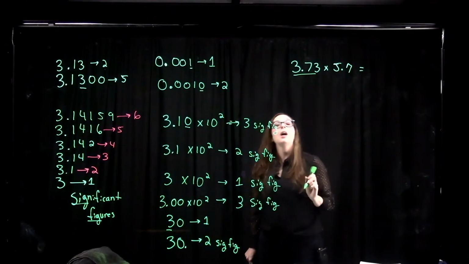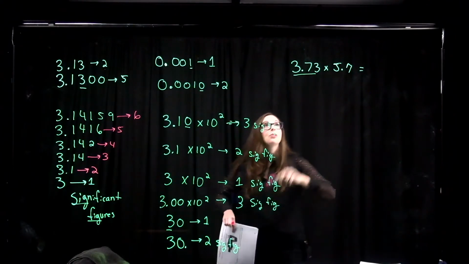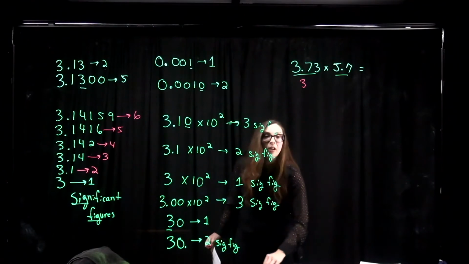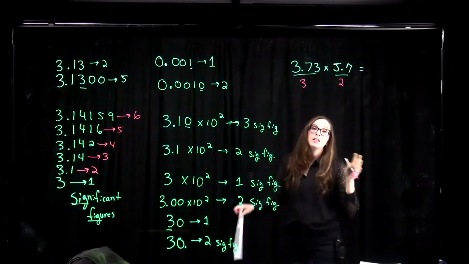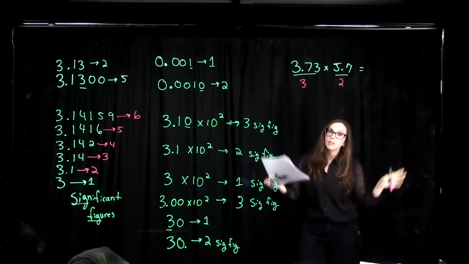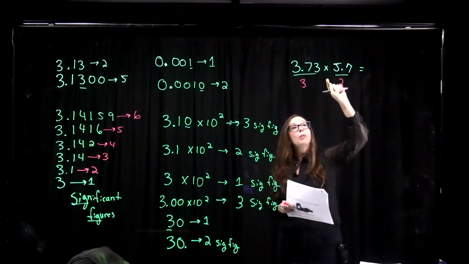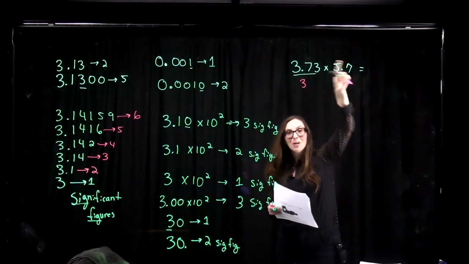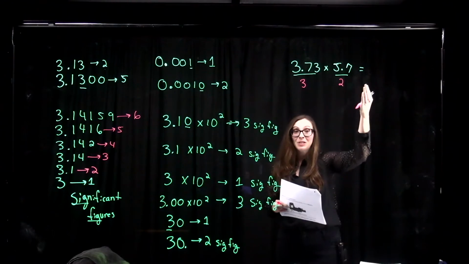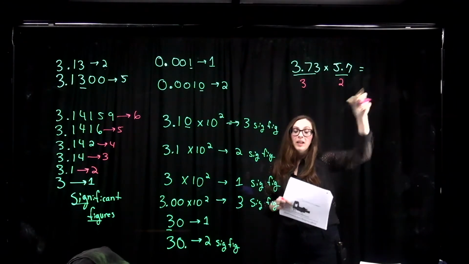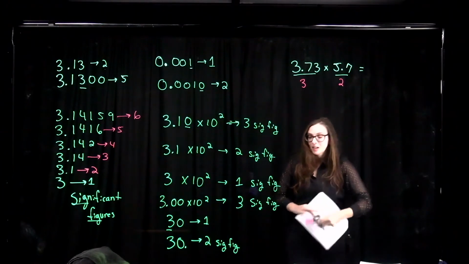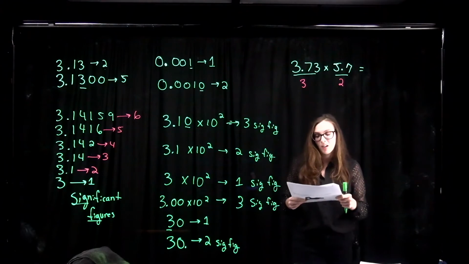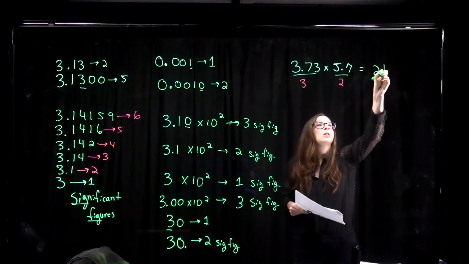This first number here has three significant figures. My second number has two significant figures. And so whenever we're multiplying, dividing, or taking the root of a number, our answer can only be known with the precision of the number we're using that has the least precision. So that means that my answer can only have two significant figures. So whatever this answer turns out to be, I have to round it so that it only has two significant figures. So then I would round it to just 21.